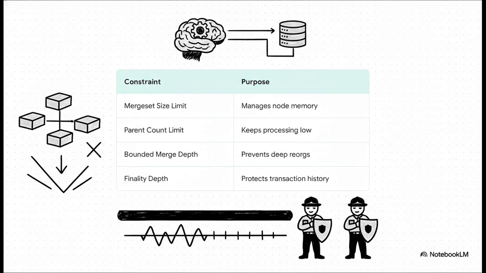The parent count limit stops the processing power from getting out of hand. And those other two, bounded merge depth and finality depth, they're basically security guards, making sure nobody can go back and mess with old transactions. So it's not just one rule, it's a whole system of checks and balances working together.